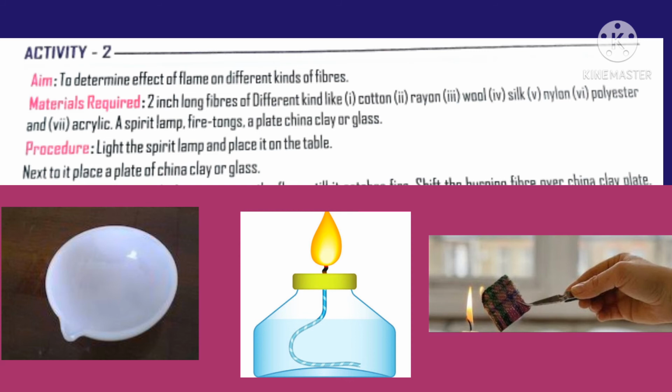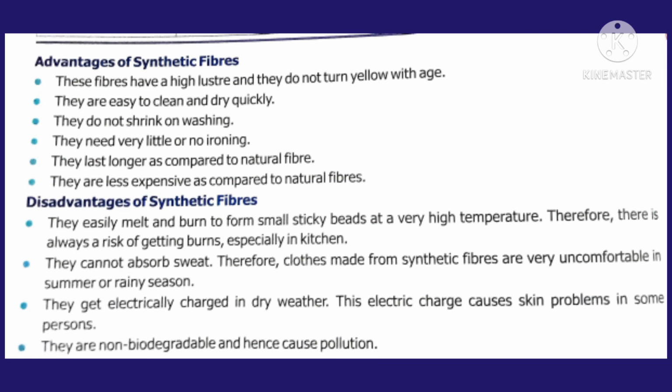The observation includes the type of flame, smell and the formation of residue. Here the residue means the formation of ash after burning. Once the fiber catches fire, shift this burning fiber into the china dish and then we have to note the observations. Now you are going to do the same activity with rayon, wool, silk, nylon, polyester and acrylic fibers and note down the observations. Now let's move to see some advantages and disadvantages of synthetic fibers.